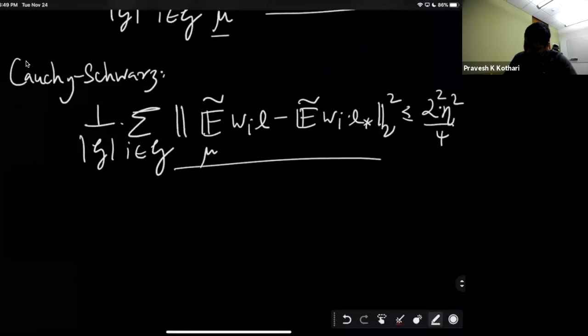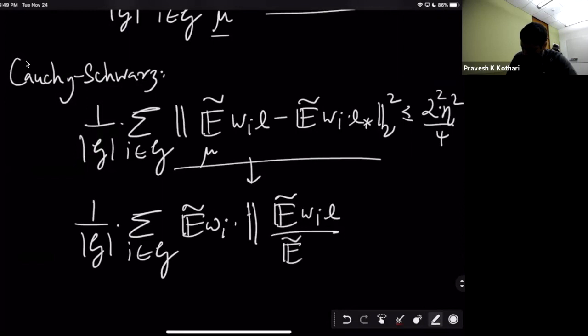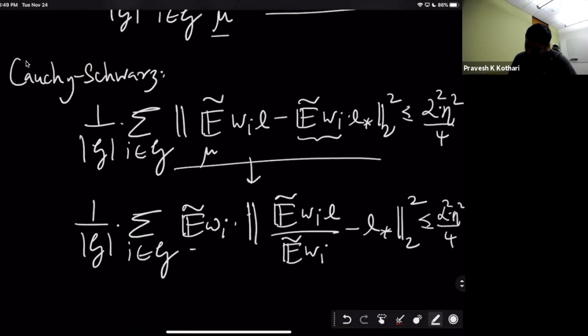And now, I can rearrange this in the following way. Notice that L star is a constant, so this pseudo expectation in some sense only applies to Wi. So this is still small. And then I just pulled out the pseudo expectation Wi here.